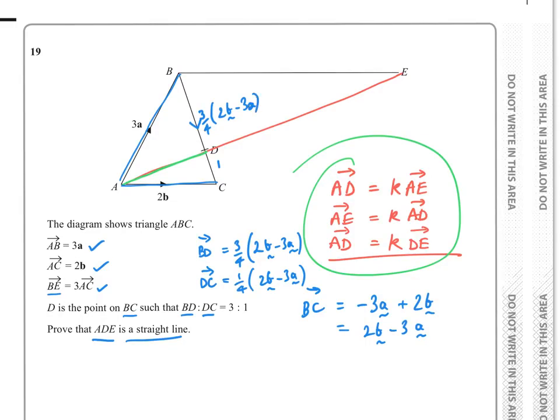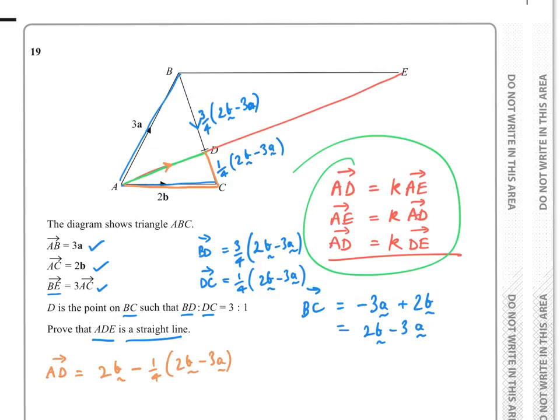And I'm just going to write in DC as well. And then I think what I'm going to do very quickly is look at AD separately. So I'm going to say, right, AD, to go from A to D is the same as going 2B minus CD, which is minus 1/4 2B minus 3A.